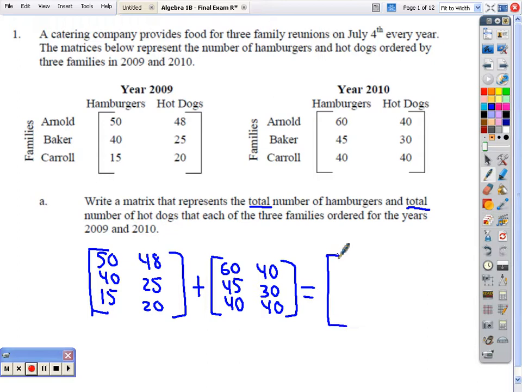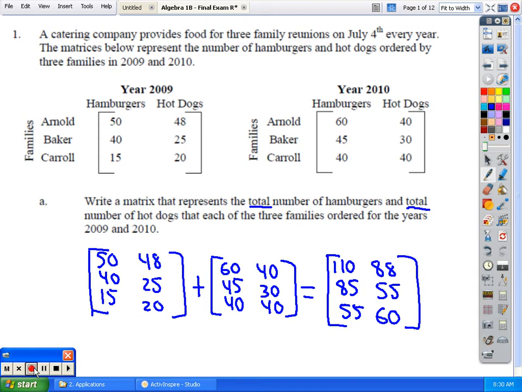So 50 plus 60 is 110. 40 plus 45 is 85. 15 plus 40 is 55. 48 plus 40 is 88. 25 plus 30 is 55. 20 plus 40 is 60. That matrix represents the number of hot dogs and number of hamburgers each of the 3 families ordered for the years. Okay, so that's number 1. That matrix represents the total number of hamburgers and total number of hot dogs that each of the 3 families ordered for the years 2009 and 2010.